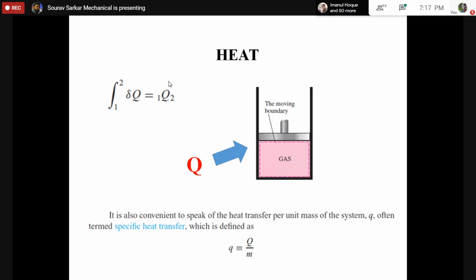Consider this expression: if I write the integration from 1 to 2 of dv, I can write v2 minus v1. If I integrate dp, I can write p2 minus p1. But if I have the integration from 1 to 2 of dq, I can't write it as q2 minus q1, because q is not a state function or a point function. If it is a point function, then only I can write q2 minus q1. So basically, work and heat are not properties of the system.